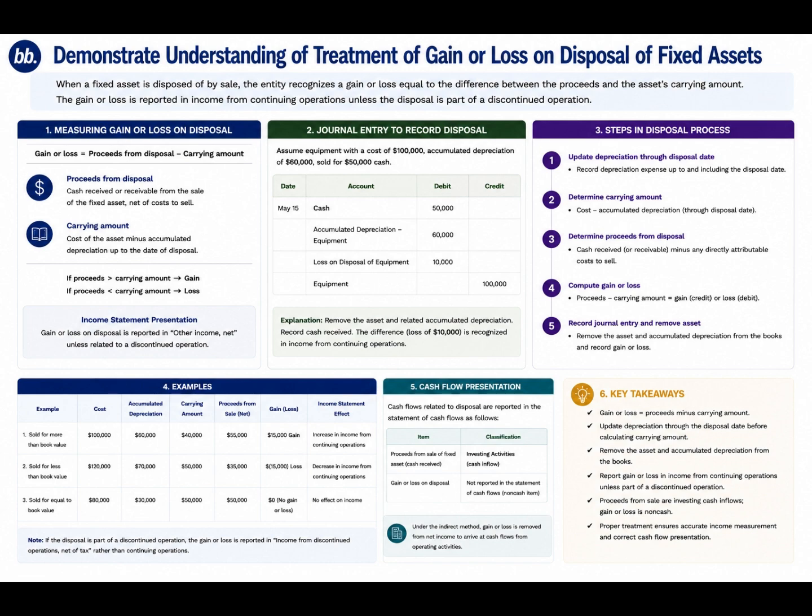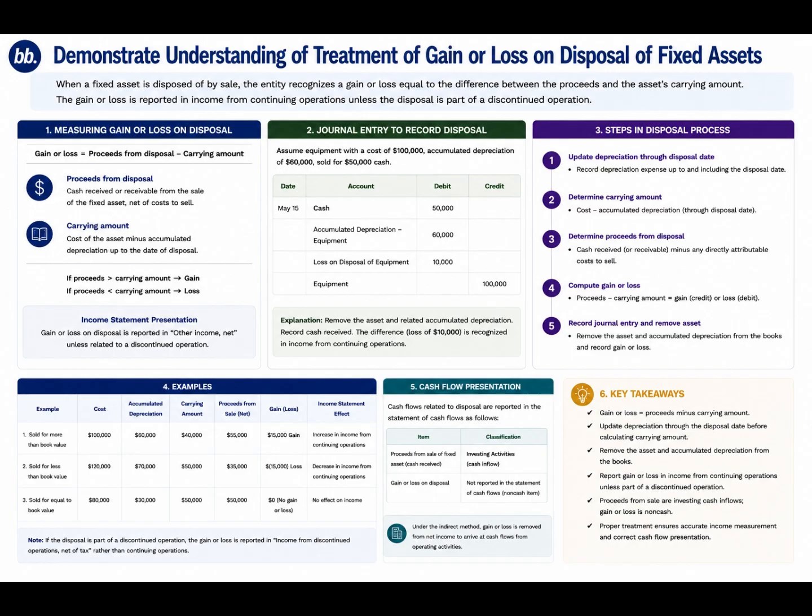Demonstrate understanding of treatment of gain or loss on disposal of fixed assets. Gain or loss equals the difference between proceeds and carrying amount. When a fixed asset is sold, its book value, cost minus accumulated depreciation, is compared with sale proceeds. If proceeds exceed carrying value, a gain is recognized. If lower, a loss is recorded. This amount is reported in income from continuing operations unless related to discontinued operations.